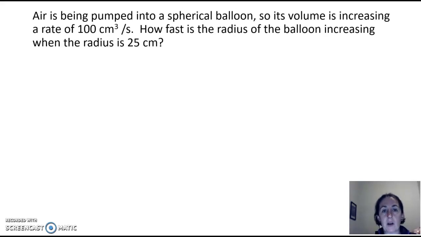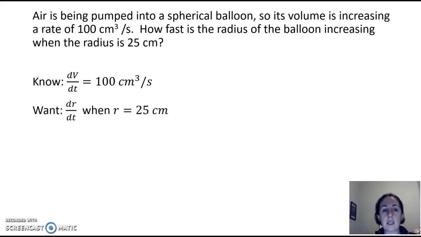Air is being pumped into a spherical balloon, so its volume is increasing at a rate of 100 cubic centimeters per second. How fast is the radius of the balloon increasing when the radius has hit 25 centimeters? So we're blowing air into this balloon. The balloon's getting bigger and bigger, and I want to know at what rate the radius is changing when the radius has hit 25 centimeters, knowing that the volume is changing at 100 cubic centimeters per second. So we know the rate dV/dt, the volume is changing at 100 cubic centimeters per second. I want dr/dt specifically when r is 25 centimeters.